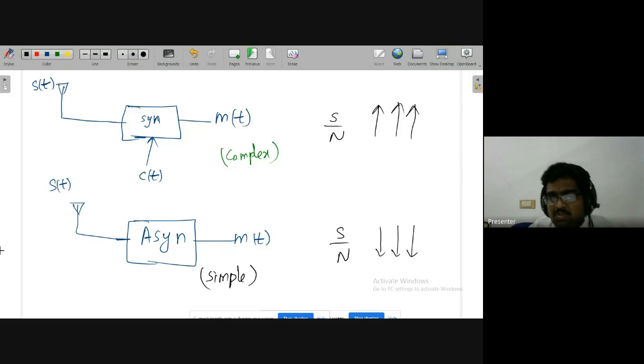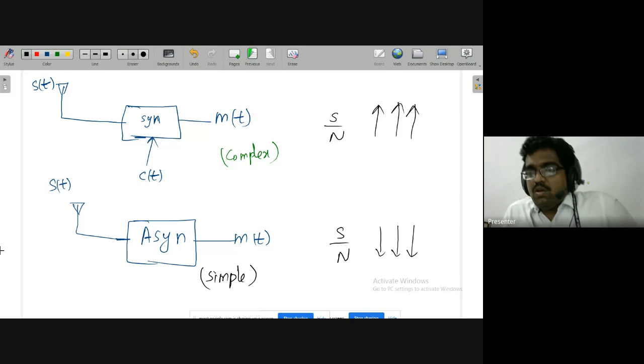Again, what must be the value of the signal to noise ratio? It all depends on your receiver sensitivity. What is sensitivity? The minimum power needed at the input of the receiver to get some useful information.